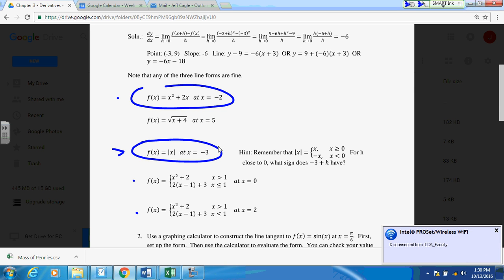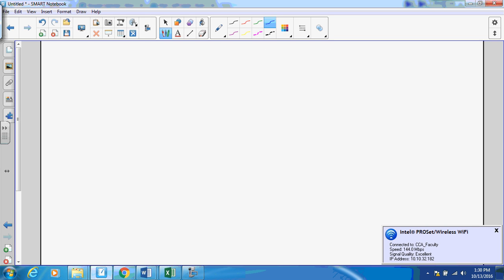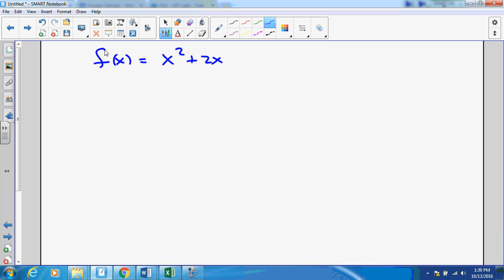The directions to us are to find the equation for the tangent line for the function f of x at x equals -2. So let me copy this over here. We have a function f of x equals x squared plus 2x. We have a point of tangency at x equals -2, and we need to find the equation of the tangent line.